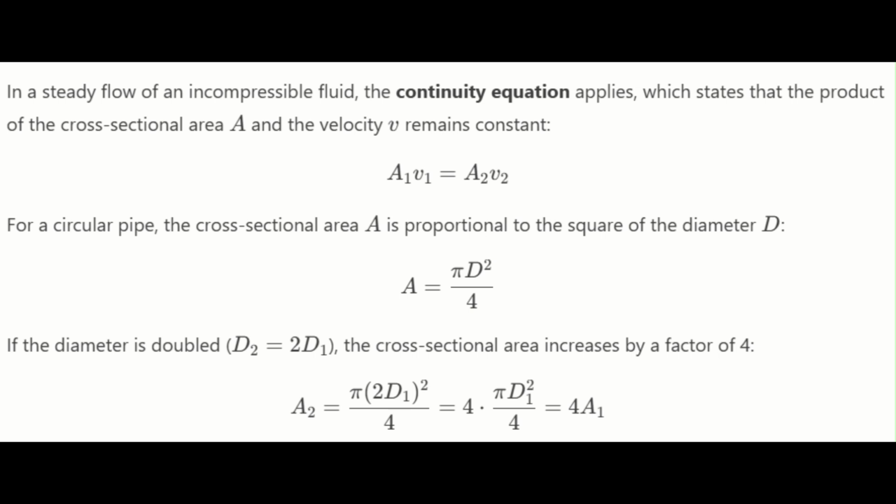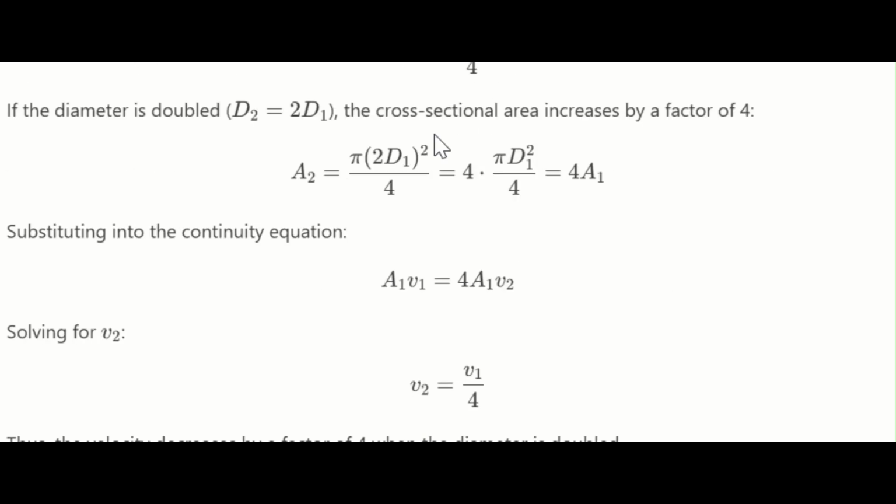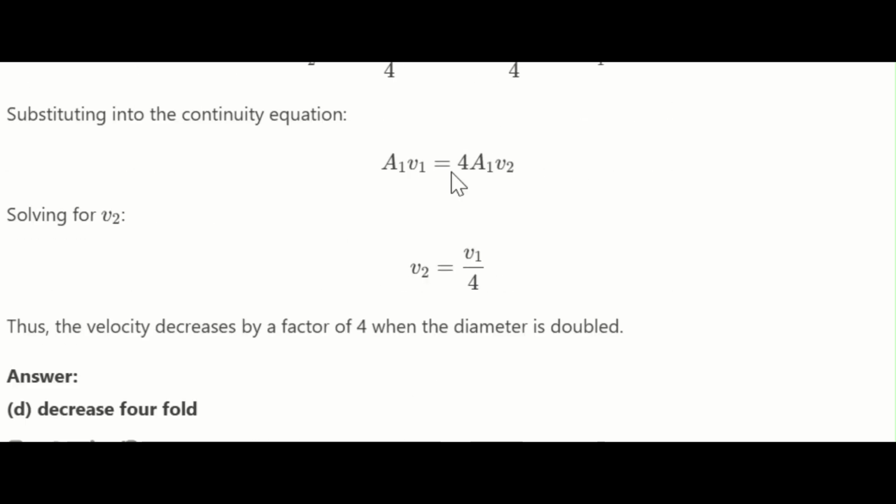So when the diameter becomes double, the area becomes 4 times the first one. Applying this to the continuity equation, we get V2 equal to V1 by 4. So the velocity decreases by a factor of 4. One-fourth of the initial velocity means it decreases by a factor of 4 when the diameter is doubled.